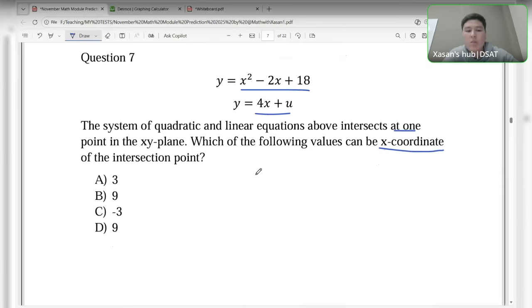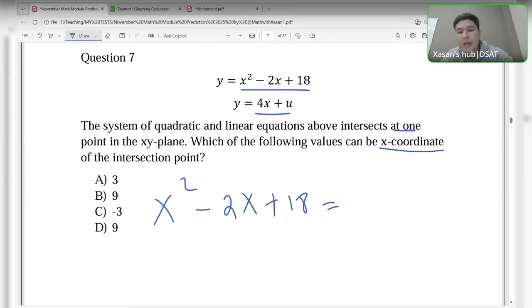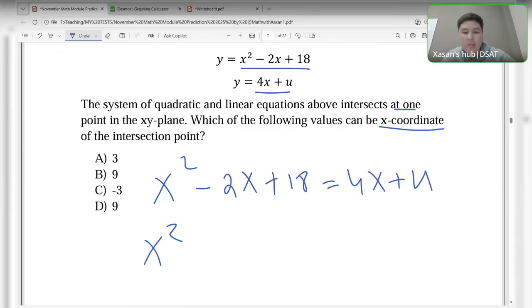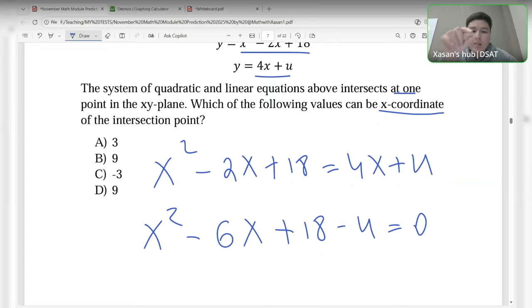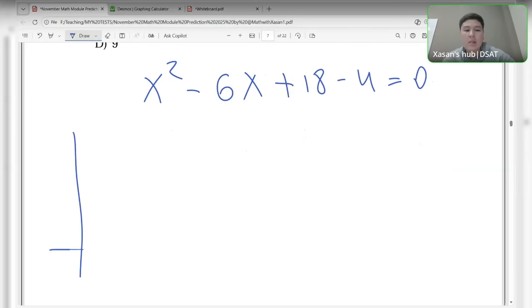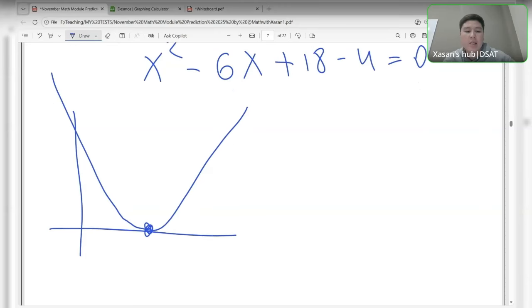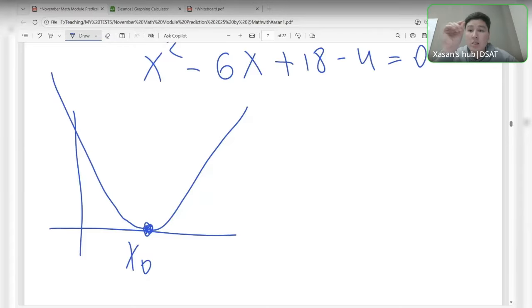So what I do, guys, here I will just equalize x squared minus 2x plus 18 equals 4x plus u. And then, guys, if you move everything to the left side, you're gonna have x squared minus 6x plus 18 minus u equals 0. And guys, this quadratic equation, x squared minus 6x plus 18 minus u, has one solution. And if it has one solution, it means the solution, guys, is the x coordinate of the vertex. Your solution is just the x coordinate of the vertex all the time.